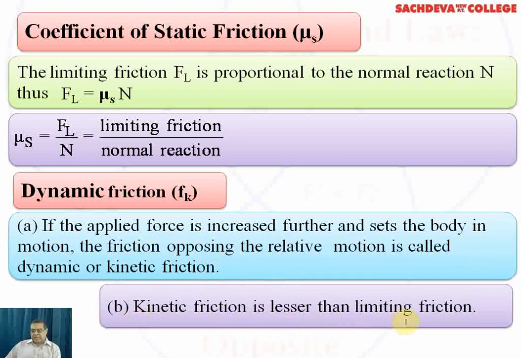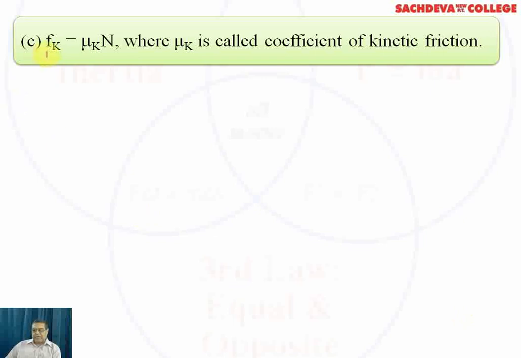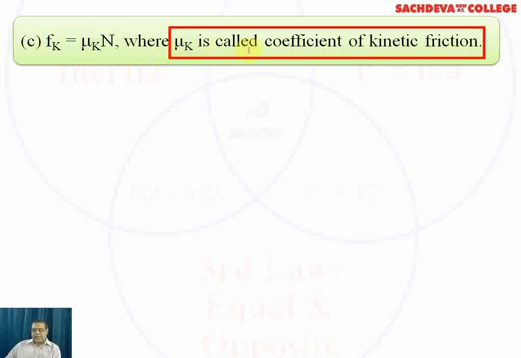Kinetic friction is always lesser than the limiting friction because limiting friction means overcoming the friction so that the body just slides. So limiting friction is always greater and kinetic friction is always less. Now we can write the relation of the kinetic friction as we have written for static friction. The force of kinetic friction is equal to mu k multiplied by N, where N is the normal reaction and mu k is called the coefficient of kinetic friction.